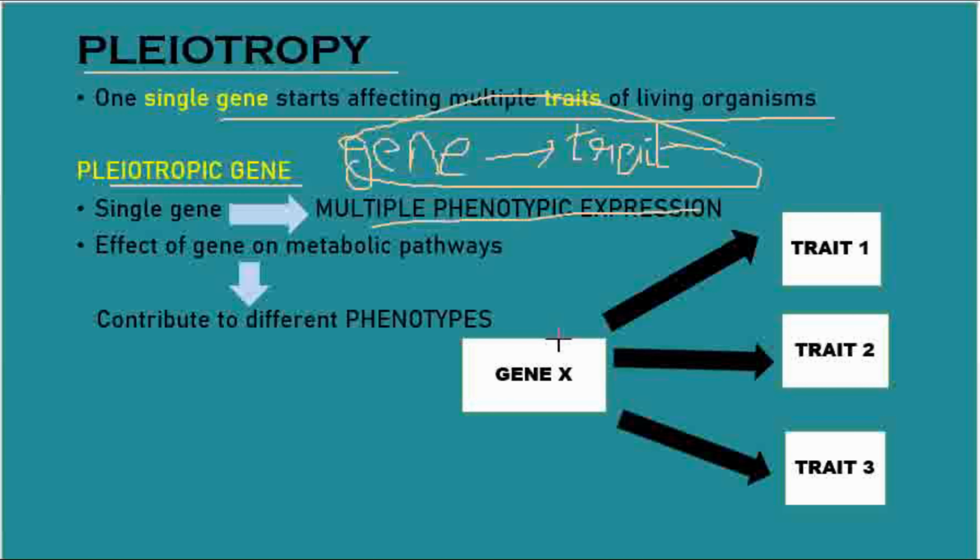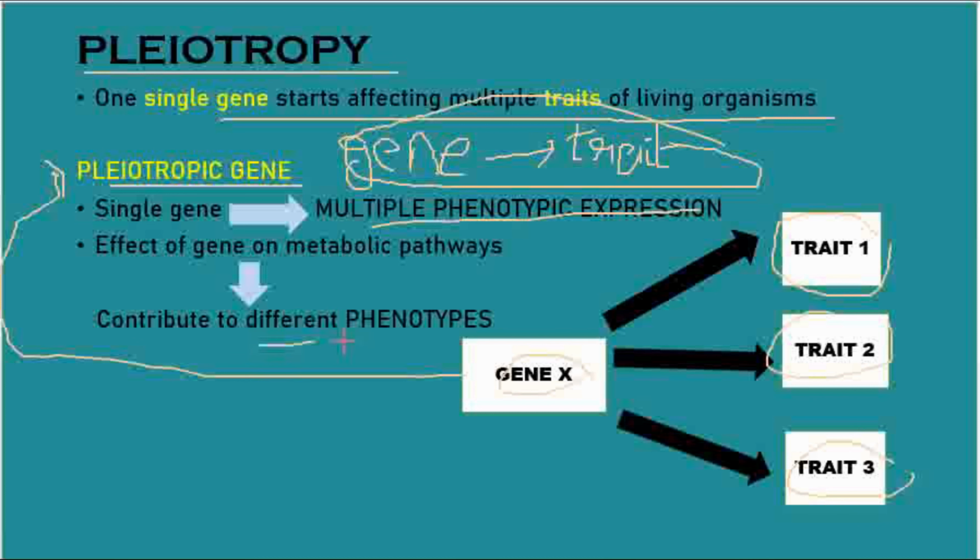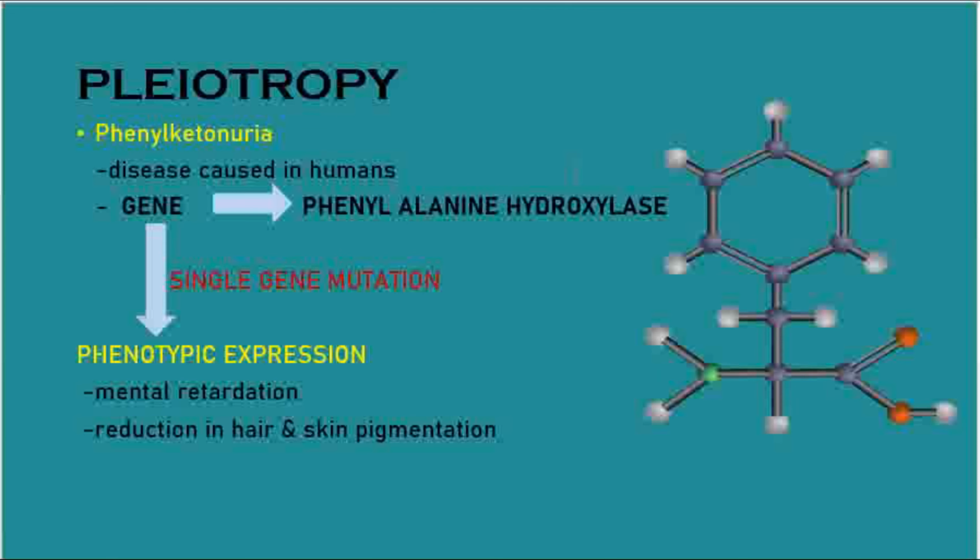And you can see here, right, gene X is responsible. This is the pleiotropic gene, we call it by this name. It results in character 1, character 2, character 3. So when the gene is involved in metabolic pathways also, it can contribute to different phenotypes. We will see that in an example.